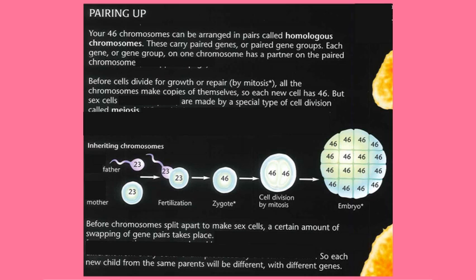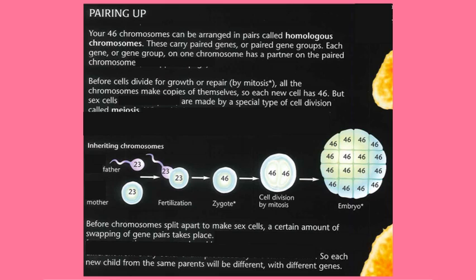Your 46 chromosomes can be arranged in pairs called homologous chromosomes. These carry paired genes or paired gene groups. Each gene or gene group on one chromosome has a partner on the paired chromosome. Complicated. But before cells divide for growth or repair by mitosis, all the chromosomes make copies of themselves, so each new cell has 46. But sex cells are made by a special type of cell division called meiosis.